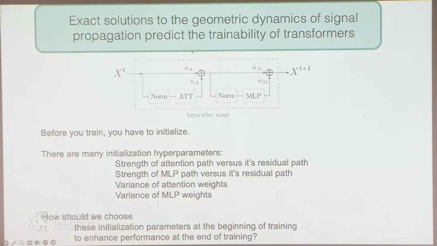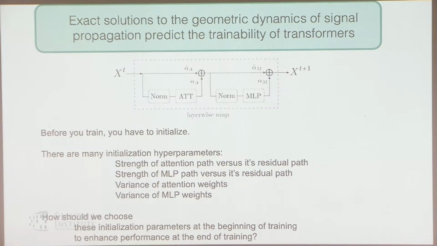Okay, so at a very high level, the transformer is a complicated architecture where you have normalization and then an attention layer, then normalization and an MLP layer. You also have residual connections and so forth. A bunch of tokens propagate from the input to the output of this layer. Before you train the system, you have to initialize it, right? There are many initialization hyperparameters, for example, the strength of the attention path versus its residual path, the strength of the MLP path versus its residual path, the variance of the attention weights, the variance of the MLP weights, and so forth.